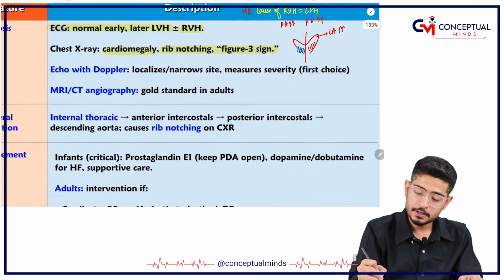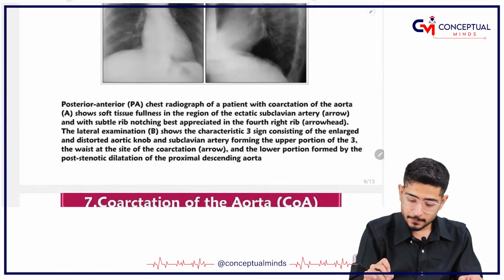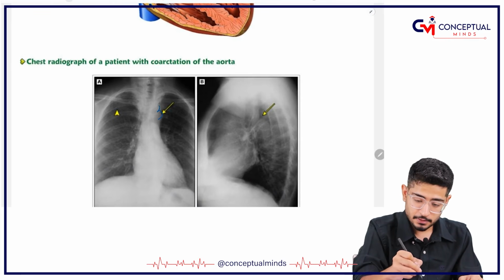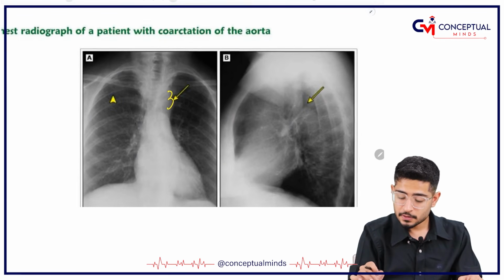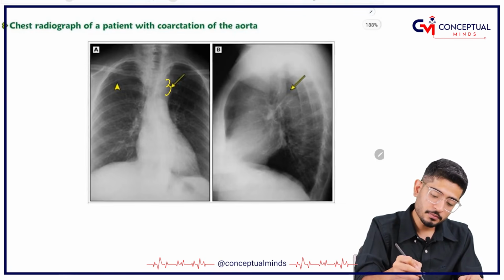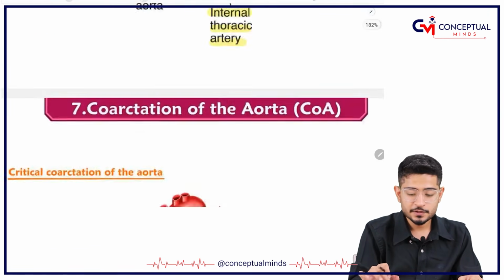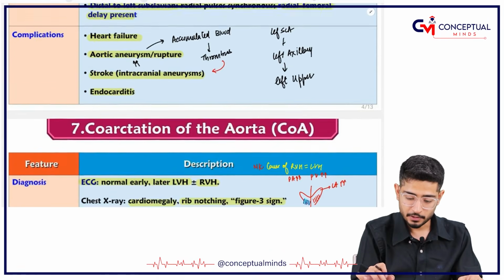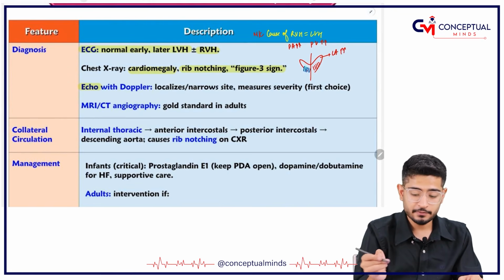Now why is there a figure of 3? Let me try to show you. If I have the picture of the X-ray, can you see this? Yes. Why is there a figure of 3? See, this is a normal lumen. If there is obstruction, it is going to be like this, this is going to be the 3. So there is a figure of 3 appearance that is seen in coarctation of the aorta, right? And of course, in order to see clearly, we have to do echo.